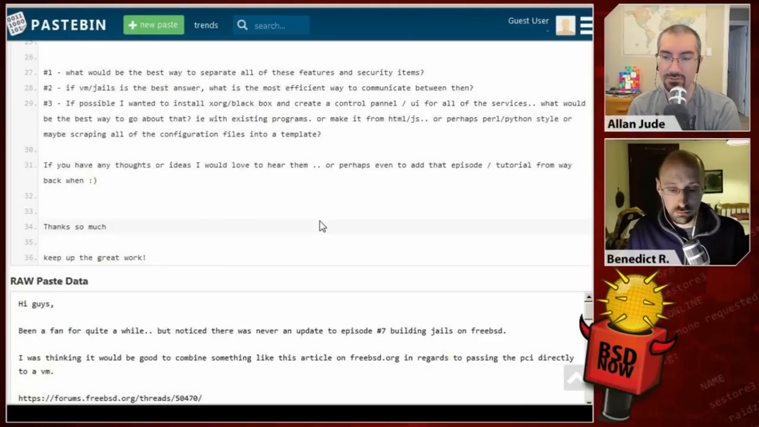He says, if possible, I want to install Xorg/Blackbox and create a control panel UI for all the services. What would be the best way to go about that? We have an older tutorial where we show how to run, I think it was Firefox, in a jail with VNC. That might be a nice way to do your control panel UI thing in a jail. Starting point. Yeah. But he doesn't want to do some UI programming for Xorg or Blackbox. Yeah. It's just that they have a control panel where it could also be just a web page that lists the services.